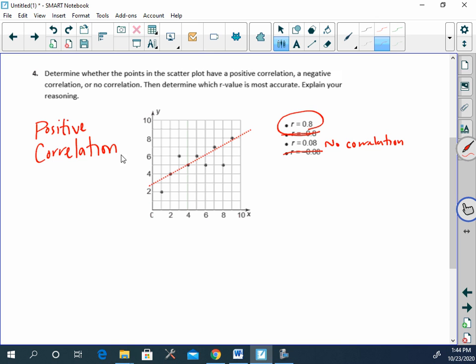So we can say positive correlation, so R is positive. And it's fairly strong, which is why we're picking 0.8. This would be like super, super weak where we might think there's no correlation at all. Moderately strong or moderate to strong or fairly strong, any of those wordings would be okay. There we go.